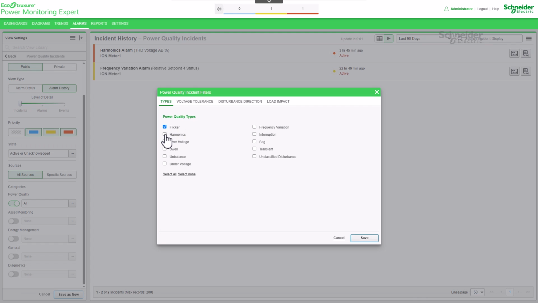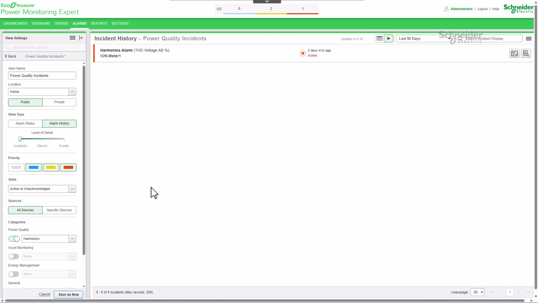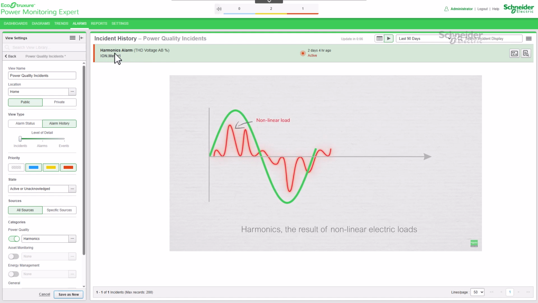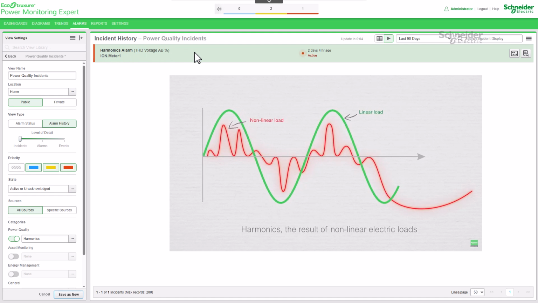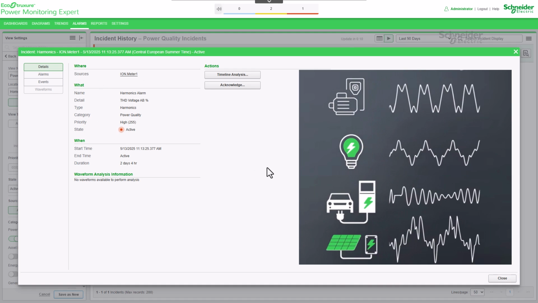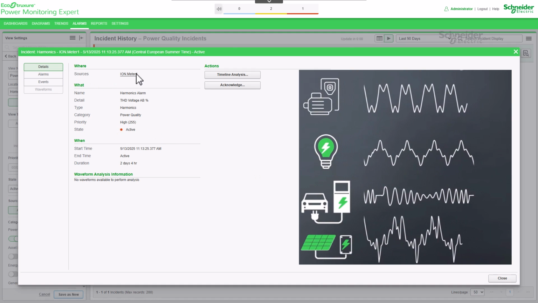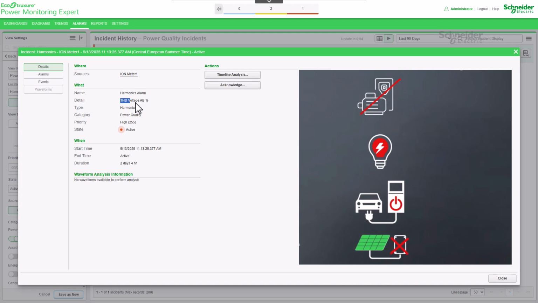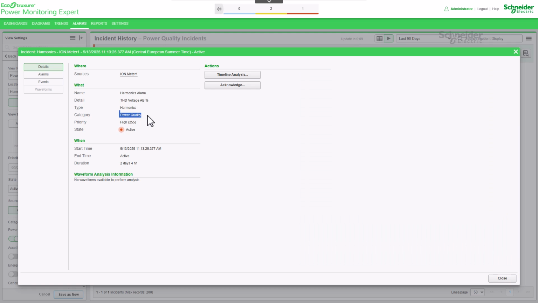Harmonics. Harmonics refer to the distortion of the normal sinusoidal waveform of the electrical current or voltage. Harmonics in electrical systems are primarily caused by nonlinear loads, devices that draw current in abrupt pulses rather than smooth sine waves. These pulses distort the current waveform, introducing harmonics.